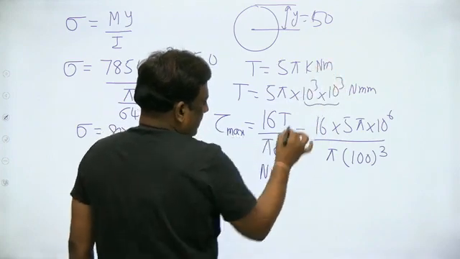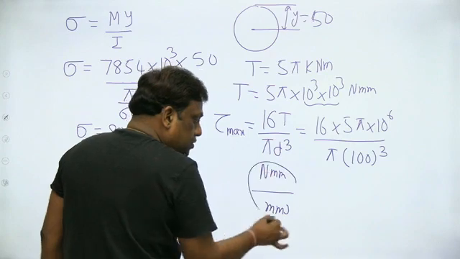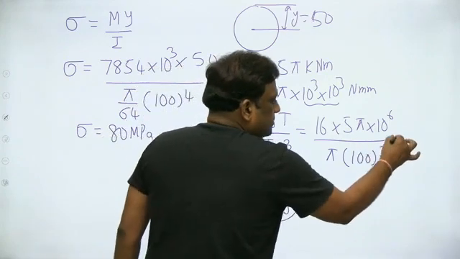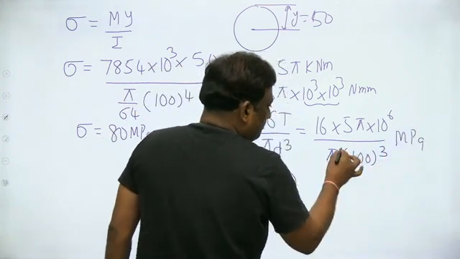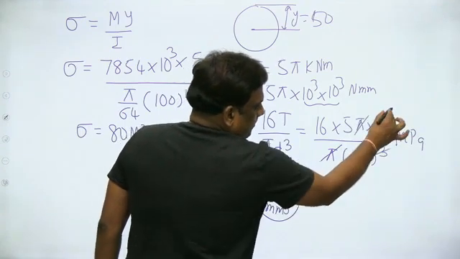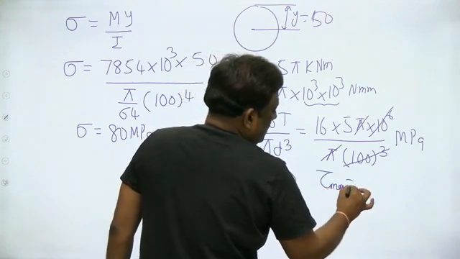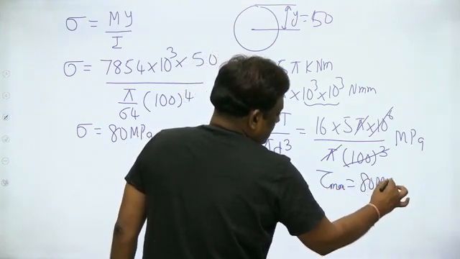Because from Newton meter I converted, and d cube is mm cube. So this will be in Newton per mm square. Newton per mm square is nothing but megapascal. So pi is gone. 100 power 3 is 10 power 6. 16 by 5 pi, it is 80. The maximum shear stress is 80 megapascal.